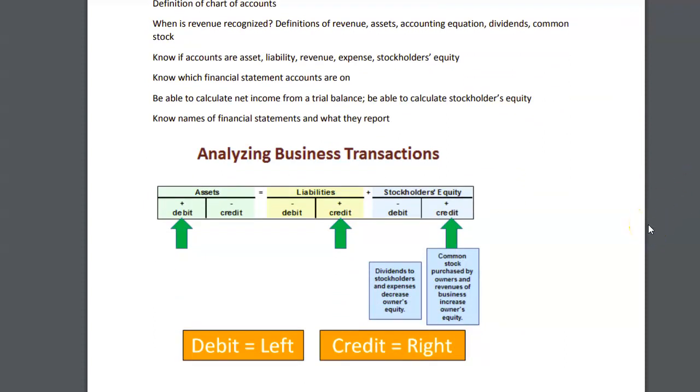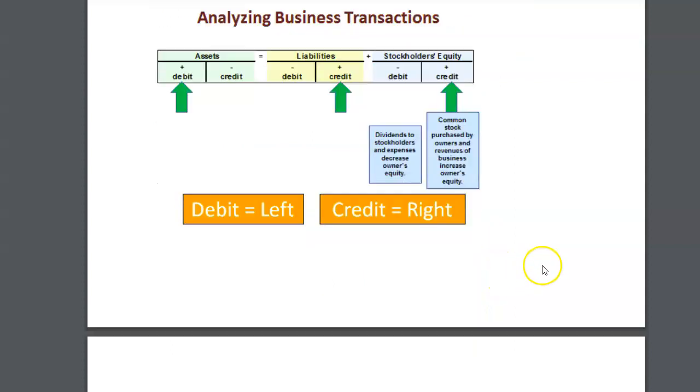Now this is one of the most important slides and it's really covered above, but just so you can visualize your accounting equation. Assets equal liabilities plus equity. Debits are always on the left. Credits are always on the right. And the green arrows are what is the normal balance for those types of accounts. As we discussed for equity, debits are going to be dividends and expenses. Credits are going to be common stock and revenues.